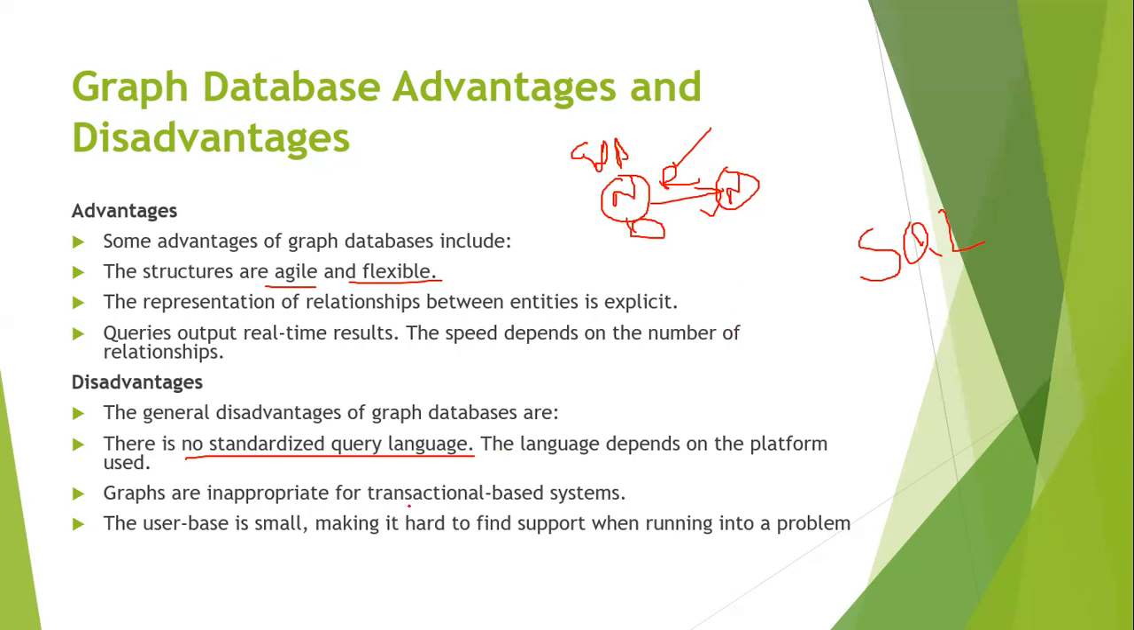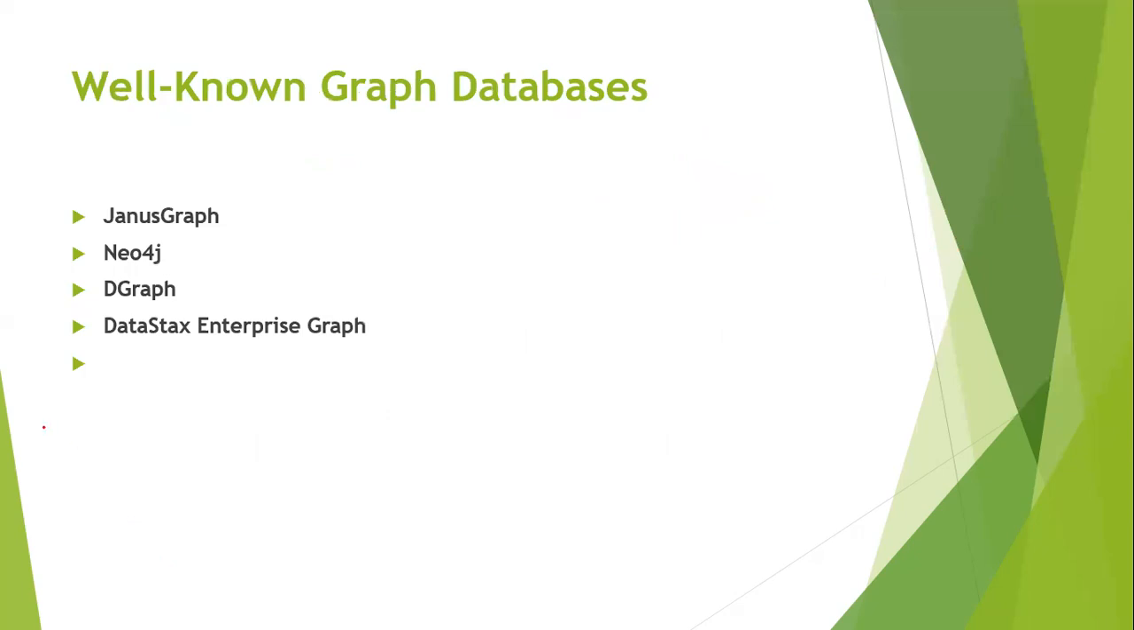Graphs are inappropriate for transactional systems. That means in a banking system, where you perform a large number of transactions, graph databases are not suitable. The user base is small, making it hard to find support when running into a problem, right? All these are the drawbacks and advantages of the graph database. And well-known graph databases in the market are JanusGraph, Neo4j, DGraph, and DataStax Enterprise Graph. So these are the different types of graph databases, and based on the choice and requirements of the user, we have to choose which graph database is suitable.